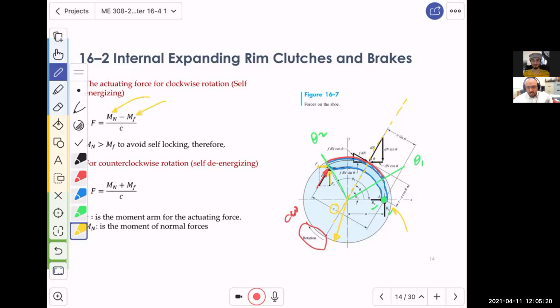Why? Because the arrangement of the shoe could be different. It could be like this, could be on the side. So that distance may not always be inclined in your head. It might be vertical, it might be horizontal.